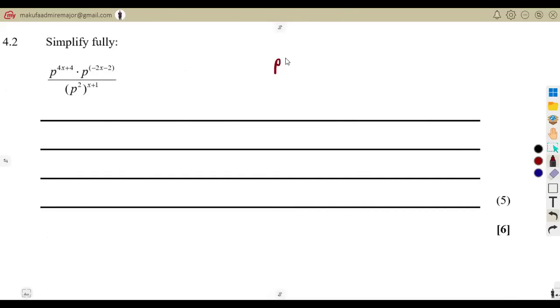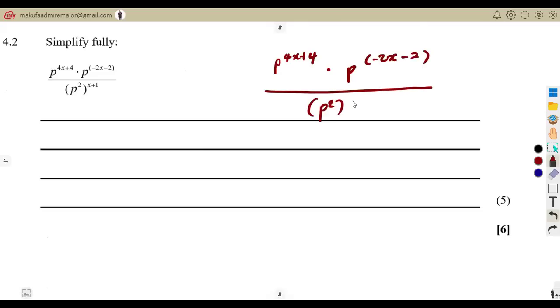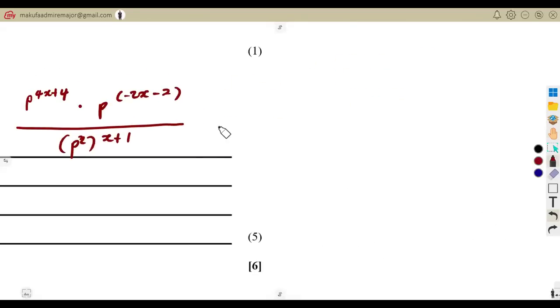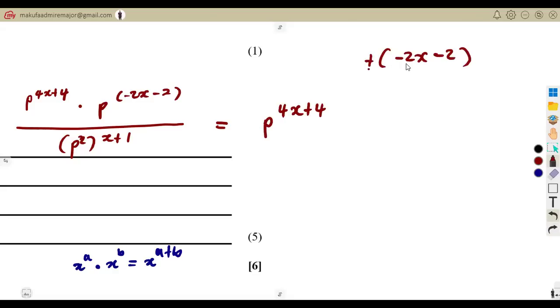4.2 you're given p to the exponent of 4x plus 4 times p to the exponent of minus 2x minus 2, over p squared to the exponent of x plus 1. So that's a squared here. Need some space to simplify this. So remember multiplication, if you are multiplying the same base, you're going to add the exponents, a to the a times a to the b, you add. So there we are multiplying, so we simply add there, which is p to the exponent of 4x plus 4 with minus 2x minus 2 like this. That is what we are adding.